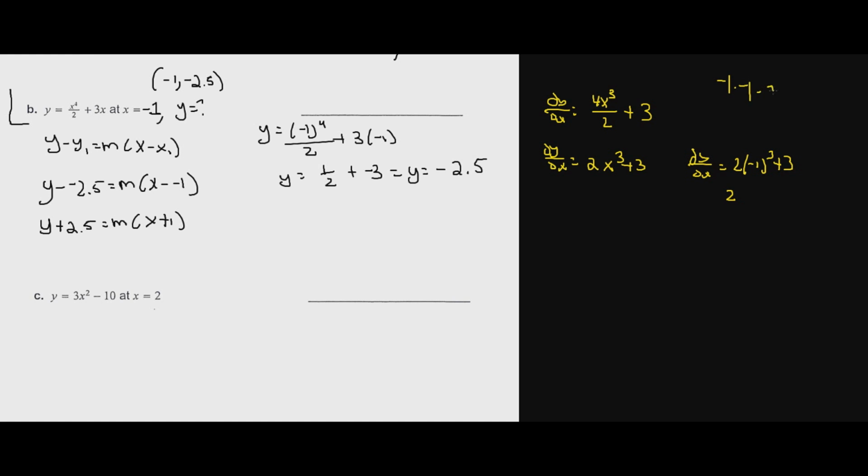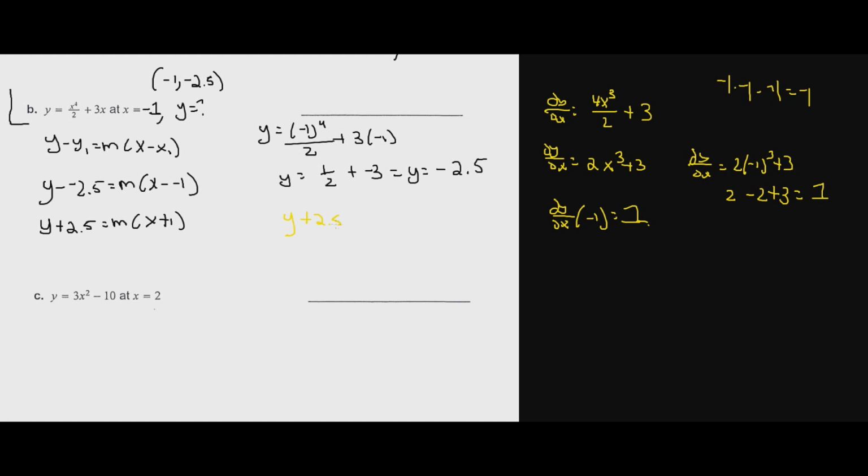-1 times -1 times -1 is still -1. So we get -2 plus 3, which is positive 1. So that is my slope, right? dy/dx at -1 is positive 1. So now that we know my slope, let's plug it into the equation.